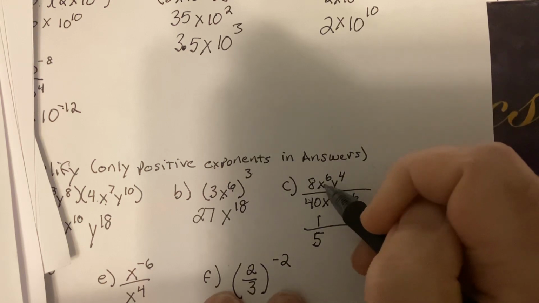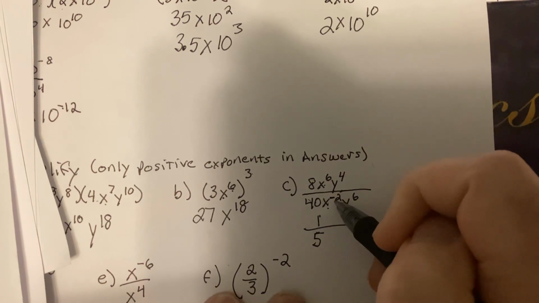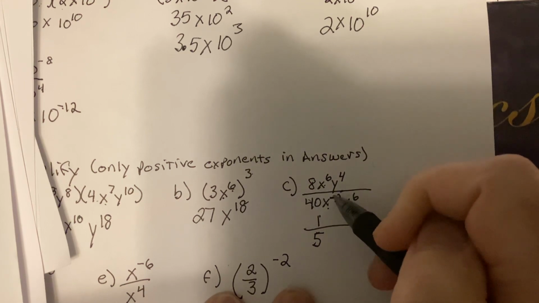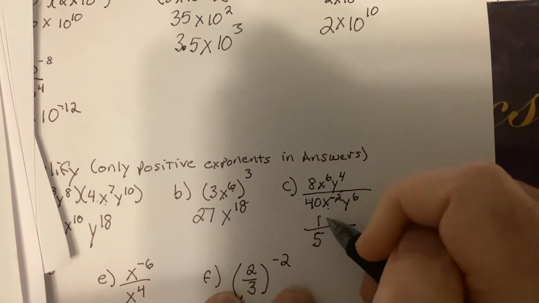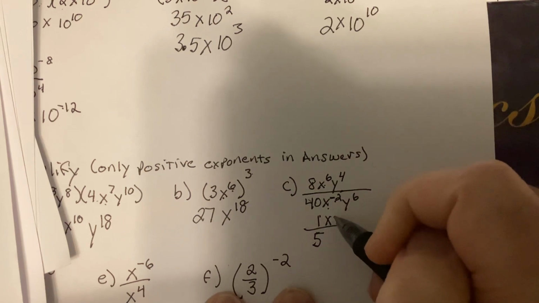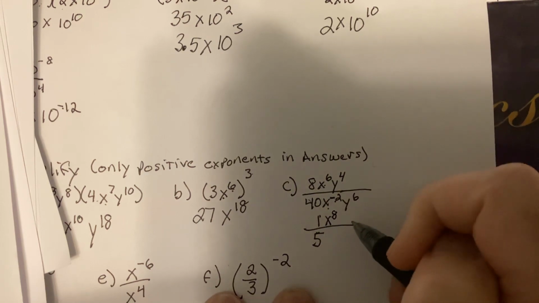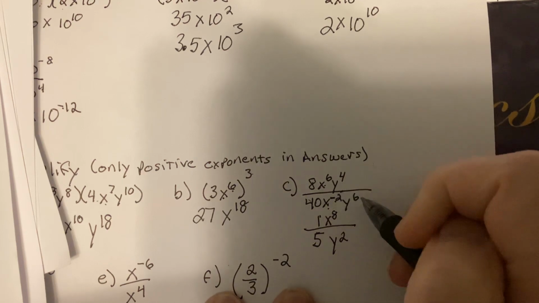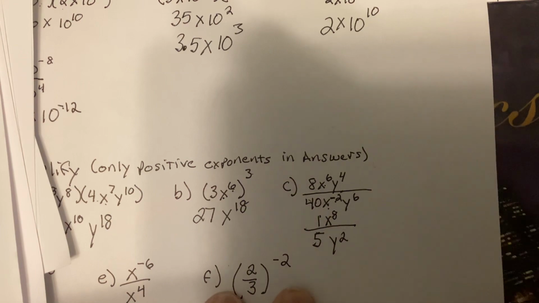X to the 6 divided by x to negative 2. 6 minus a negative 2 would be 6 plus 2, or bring this up to get rid of the negative, would be x to the 8th. And y squared on the bottom. 4 of these cancel with 4 of these. So you still got 2 left over on the bottom.